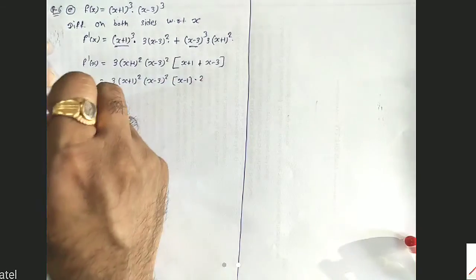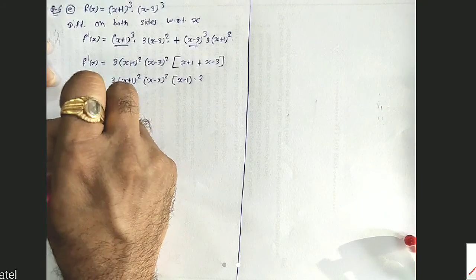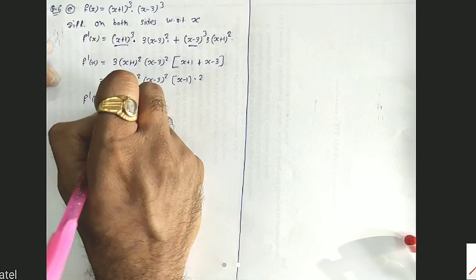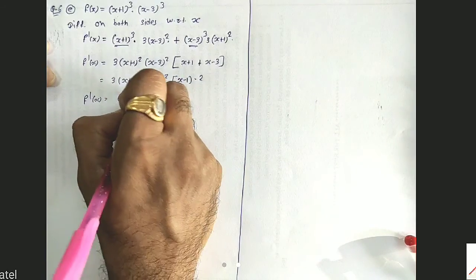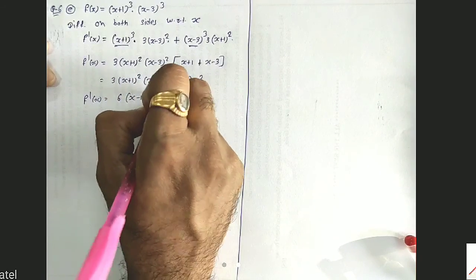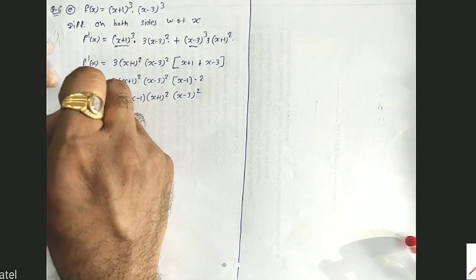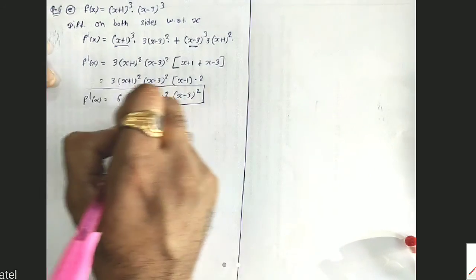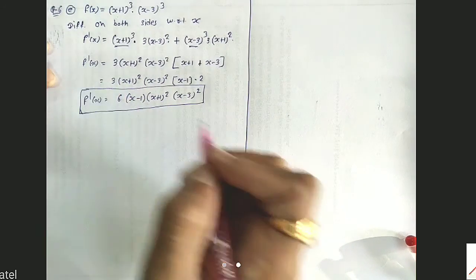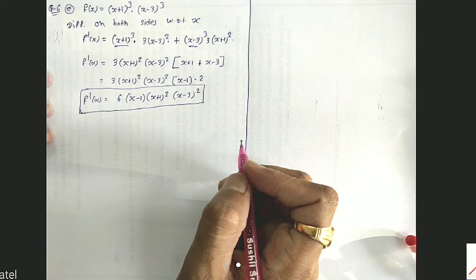So this one is 3 times 2, which is 6. So our final f dash x is 6 into (x minus 1), (x plus 1) whole square, (x minus 3) whole square. This is our f dash x, the derivative of the given function. Done. Now we will find the intervals.